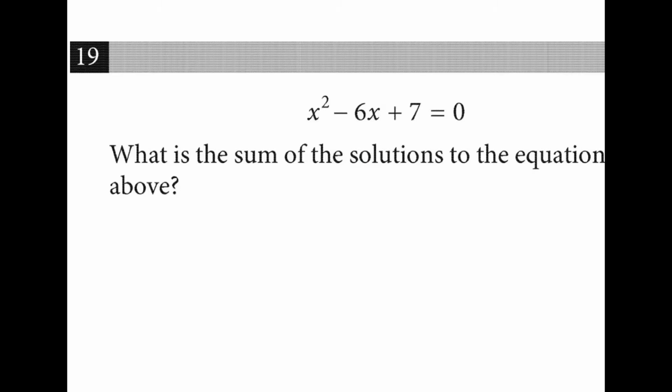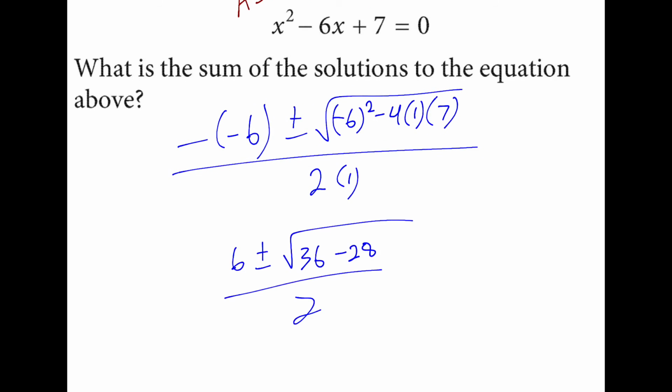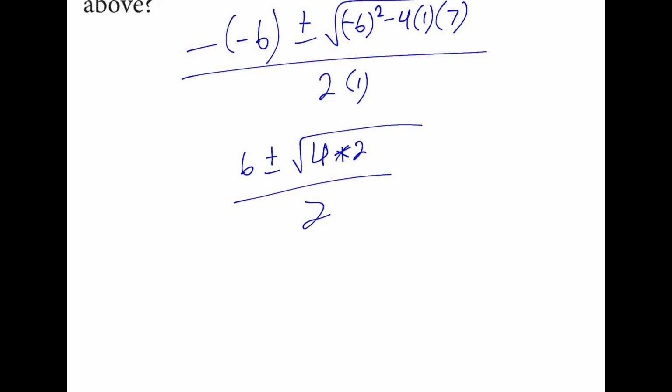So you can't factor this, so we got to use the quadratic formula. Plug it in like this. And 36 minus 28 can be simplified. That just becomes 8, which I'm going to split into 4 times 2, because 4 is a perfect square factor. So this becomes 6 plus or minus 2 root 2 over 2. And if I divide both parts by 2, I have 3 plus or minus root 2.